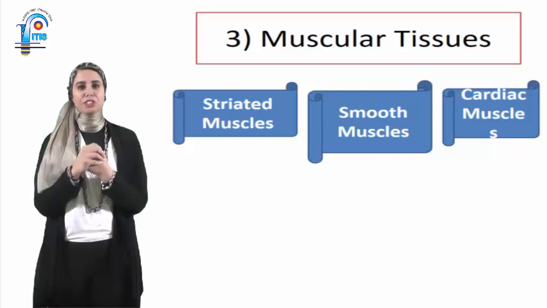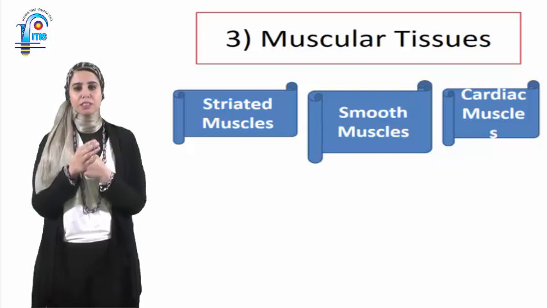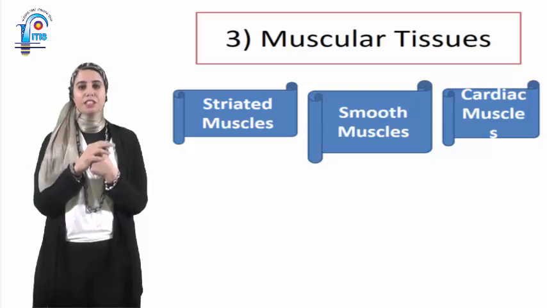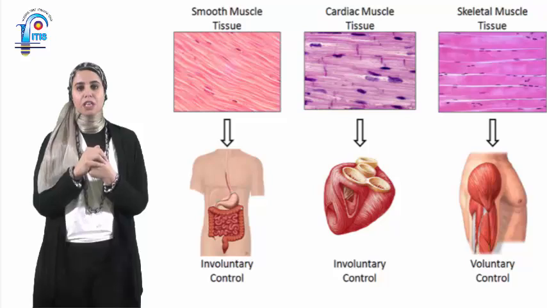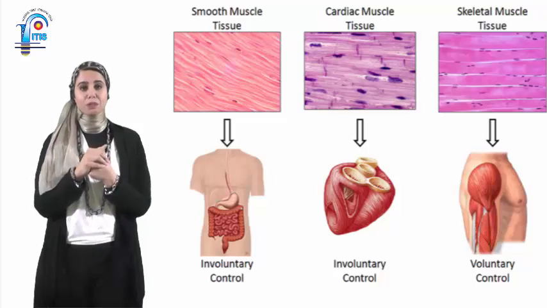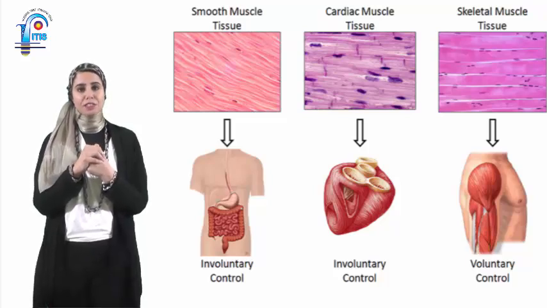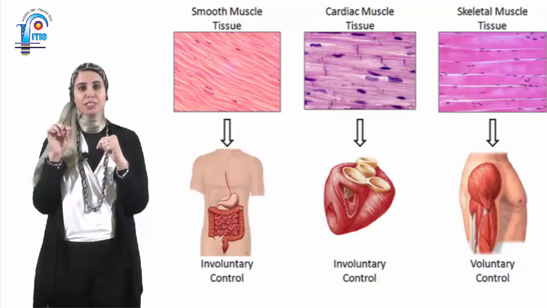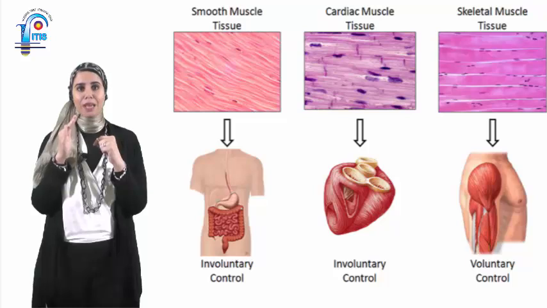There are three types of muscular tissues, which are striated muscles, smooth muscles, and cardiac muscles. As we're going to see in the next slide, the difference between these three types. If we're going to talk about the skeletal muscle tissue, as we can see in this figure, they are like fibers. Each fiber contains many nuclei, so we name it multinucleated, okay? And between each one, there are dark and light bands.